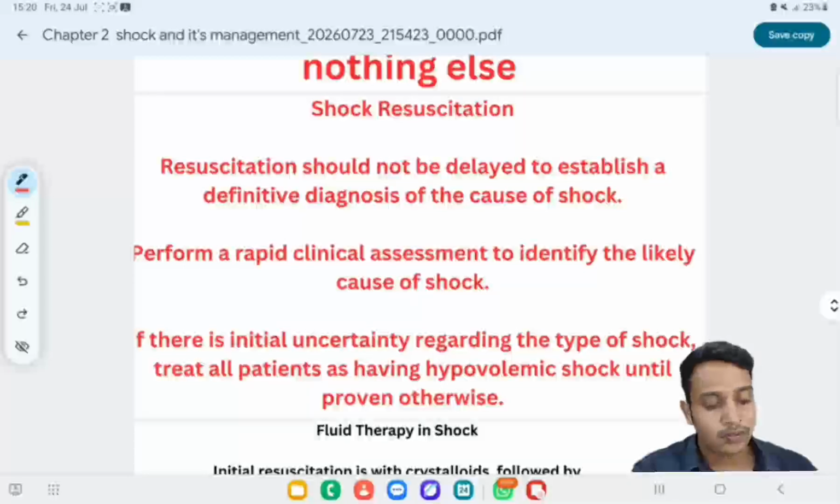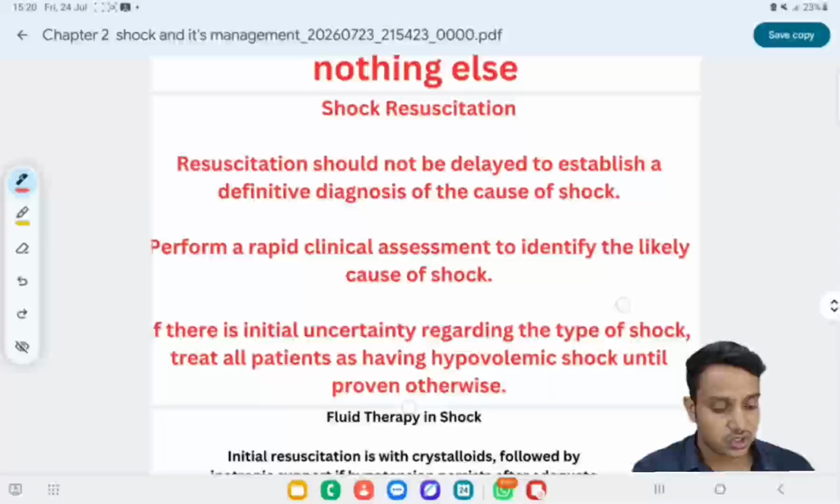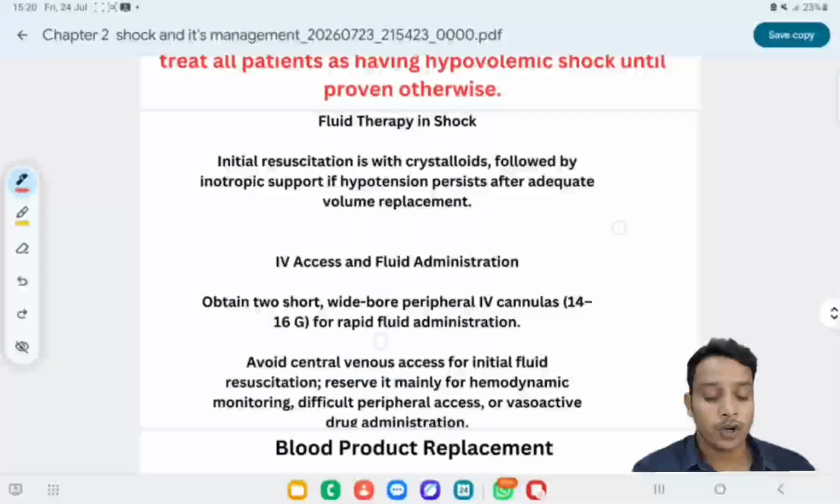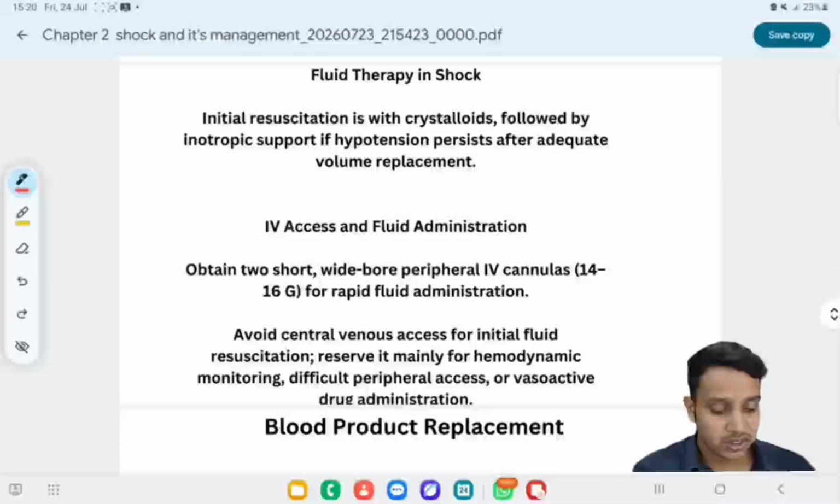So what are the different types of fluid therapies in shock? Initial resuscitation with crystalloids followed by inotropic support if hypotension persists after adequate volume replacement. So start crystalloids initially. After infusing the crystalloids, if the patient is not showing improving parameters, start arranging blood products as soon as possible. Until that, start inotropic support to the patient. No inotropic support before your crystalloids or fluid therapy.